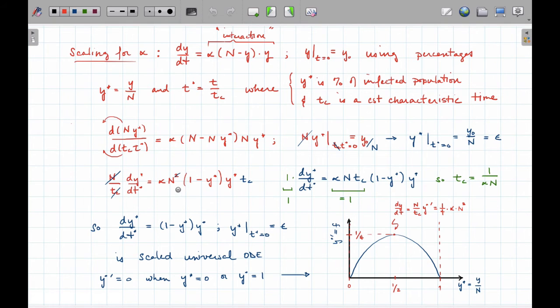Let's render it dimensionless again by multiplying through by tc on n. If I multiply by tc on n here, this goes away, and this side of the equation is going to reduce down to alpha times n times the quantity 1 minus y star times tc. Rearranging this one more time, we end up with our blue equation here, dy star dt star equals alpha n tc times the quantity 1 minus y star times y star.